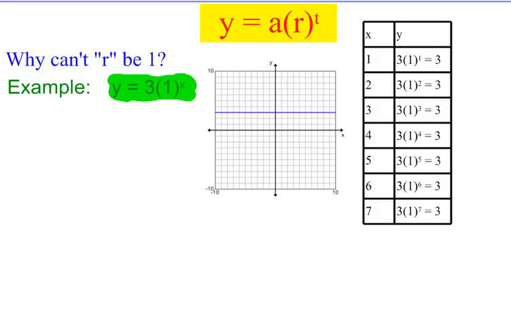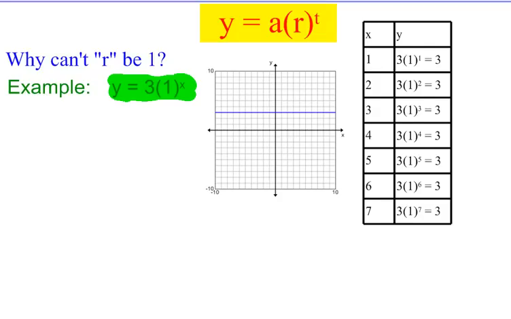Here's a question students will have after we start studying exponents for a little while: why can't r be 1? For example, here we have y equals 3 times 1 to the x. If r is 1, you'll notice in the table I made to the right, when I plug in a 1, no matter what I do, I get a 3. So r is either going to be between 0 and 1 or greater than 1. Your base can't be a 1 because that wouldn't give you any difference. It's just a horizontal line.